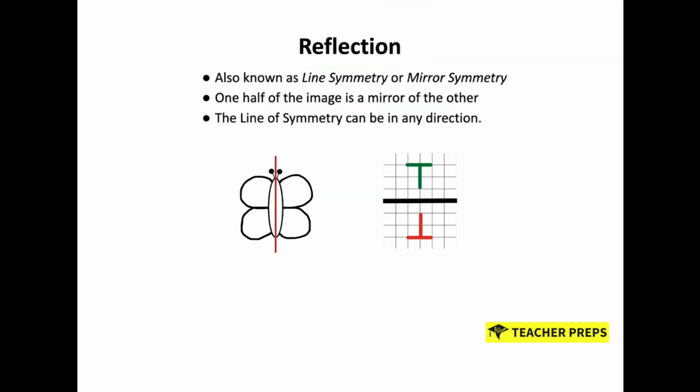The last kind of symmetry is reflection. Reflection is also known as line symmetry or mirror symmetry. One half of the image is a mirror of the other. Look at the pictures below. On the butterfly, the left side is a mirror image of the right side, and the green T is a mirror image of the red T. The 2 lines these images are mirrored over are called the lines of symmetry.